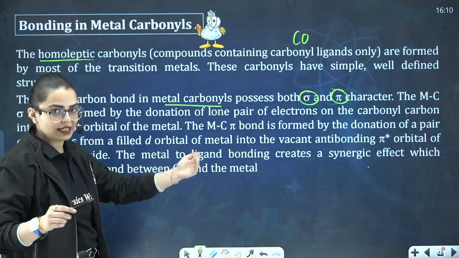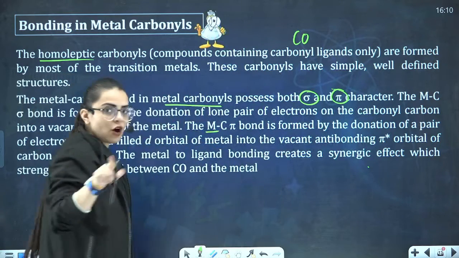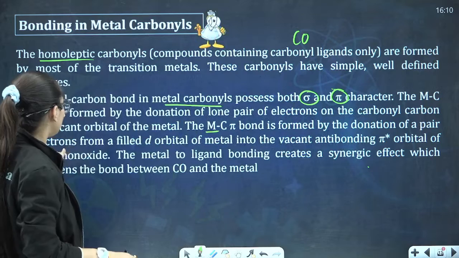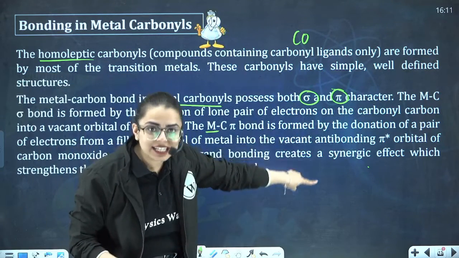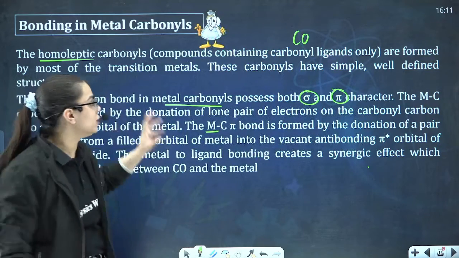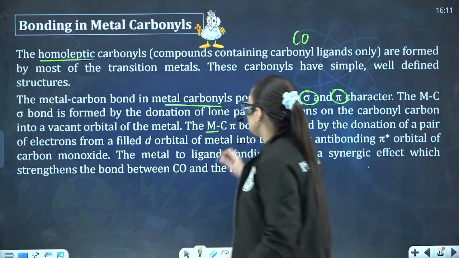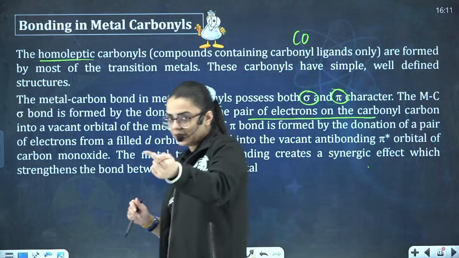Now it is donating its lone pair of electrons, but the metal-carbon pi bond that is formed, it is formed by donation of a pair of electrons from a filled d orbital of a metal into the vacant anti-bonding pi star. You need to understand how electrons are being donated. In one of the cases, if you observe over here, the donation of lone pair of electrons on the carbonyl compound is done into a vacant d orbital.